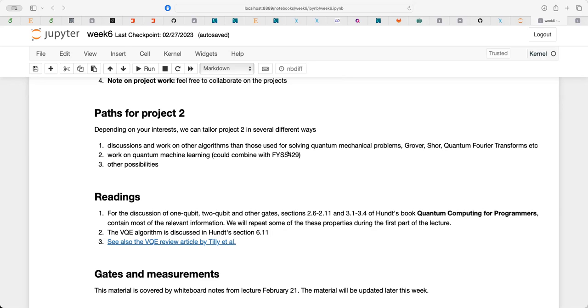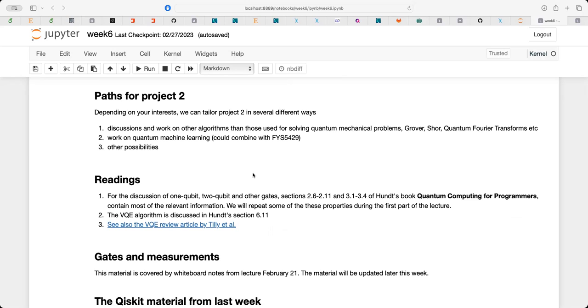Okay, so there are some readings and I put in this paper by Tilly et al., which is a long review on the VQE. But we are going to step you through the basic elements so that at the end, you have all the ingredients which are needed for project number 1.